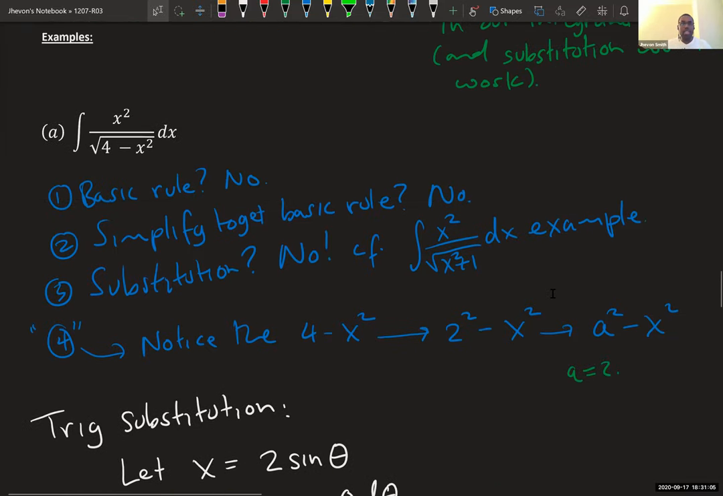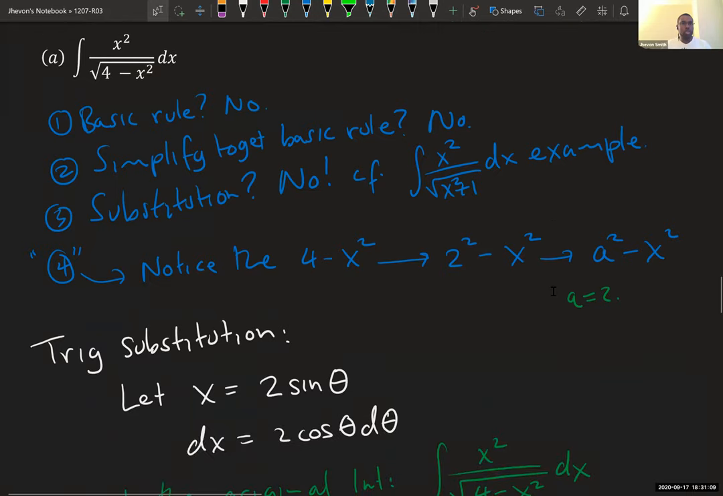Okay, so just to recap this example, we have this integral of x squared over the radical of 4 minus x squared dx. Because I know I should always go through the integration strategy, first thing I think is, is this a basic rule? Can I simplify it to be a basic rule? Will a substitution work? Now, you probably won't see why a substitution won't work right away, but by the end of this section, you will. But ultimately, you're going to decide that no, the substitution isn't going to work out here. So now you start to see, what else can we do?